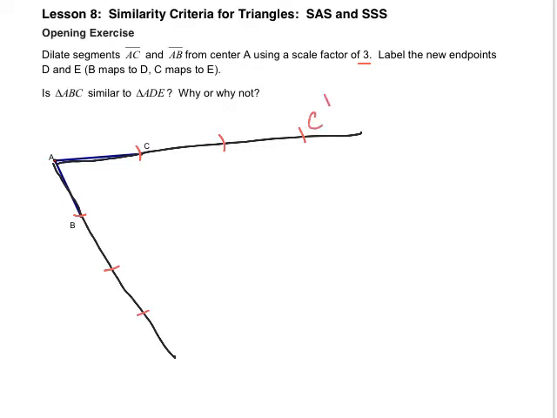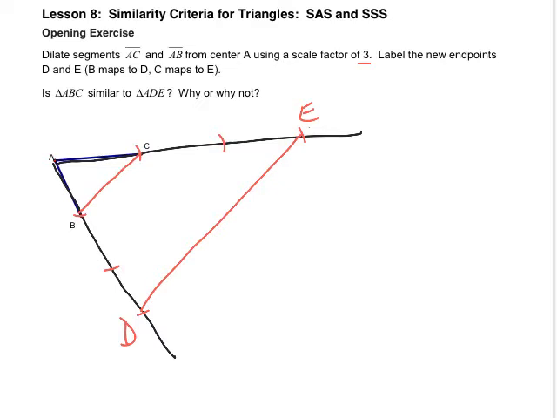Here's C prime, here's B prime, and B maps to D, so actually I wouldn't label it with primes. I would label the new guy. B maps to D, C maps to E, and then you would connect that and compare that to the first one. Would triangle ABC be similar to ADE?